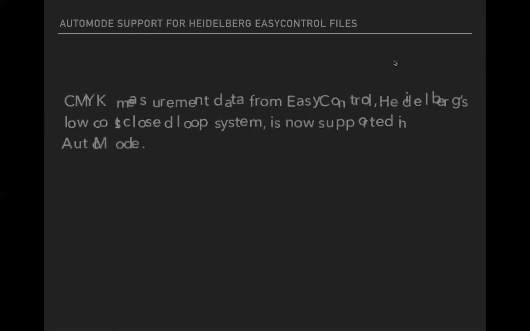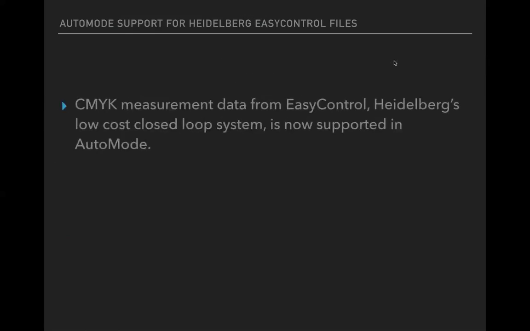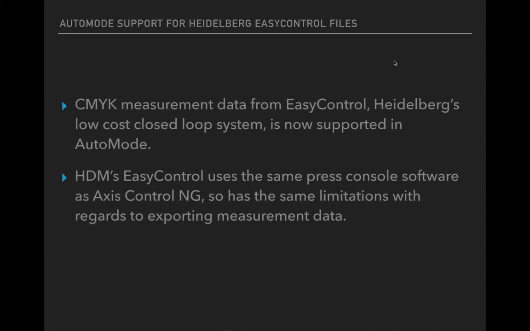Any of you familiar with Heidelberg Axis Control and Image Control over the years will have been aware that sometimes they change the file format, which we need to respond to by updating our file parser so that pressSIGN can import the data correctly. Well, Easy Control is a low-cost version of Axis Control. It uses the same press console software as Axis Control 2, and it's essentially Easy Tracks integrated into a press control side console.